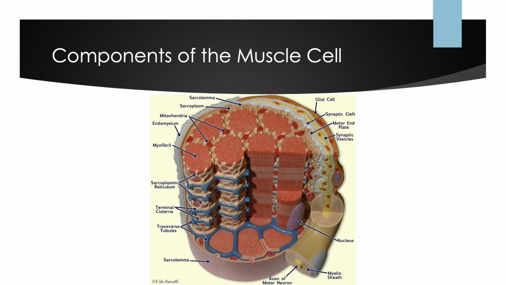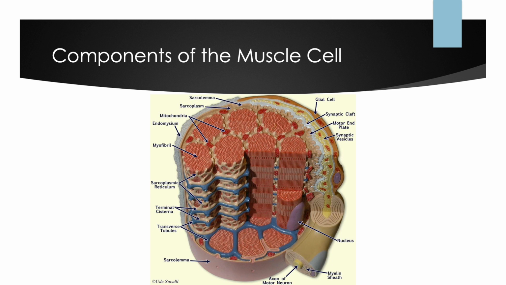So first we have the endomysium, and as you can see in this picture, the endomysium is just surrounding that muscle cell. Next we have the sarcolemma, which is that pink layer at the bottom of the picture. Hopefully you can see it. And that's actually the plasma membrane of the cell. Next we have T-tubules, which are these blue structures here, and they're just invaginations of the sarcolemma.